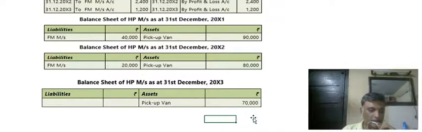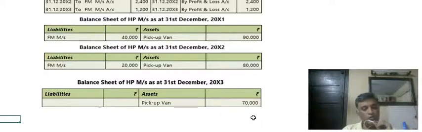So friends, these are the entries and the various ledger accounts which will get passed in the books of the hire purchaser. Okay. So just go through this once again, and you might get a 6 marks question in the exam based on this.